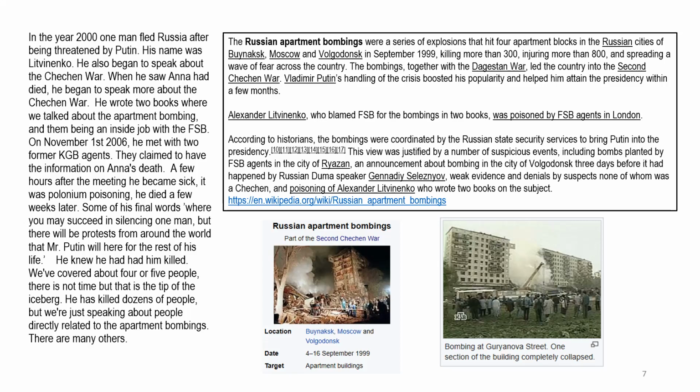This view was justified by a number of suspicious events, including bombs planted by FSB agents in the city of Ryazan, an announcement about bombing in the city of Volgodonsk 3 days before it had happened by the Russian Duma speaker, Gennady, I can't pronounce that word.